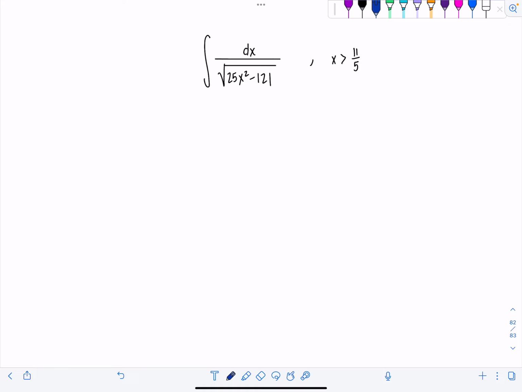Yay, happy March 2023. Here is your integral of the day. We have the antiderivative of 1 over the square root of 25x squared minus 121 dx.